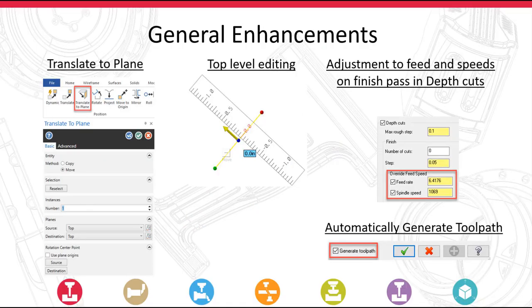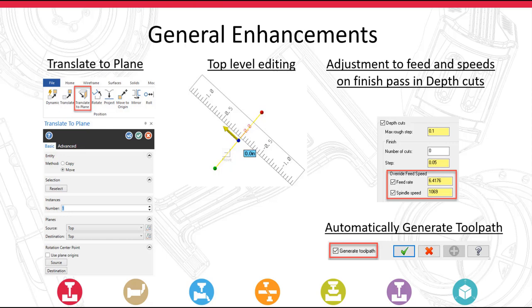Other general enhancements that we did see in the software here is translate to plane. So they added that in the transform menu. So now we can translate a face of a solid or a part to a plane. So if we want to take the top side of this and flip it over to the front side, we can do that by translate to plane. That is an option now.